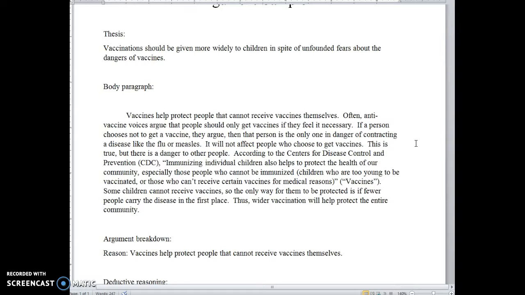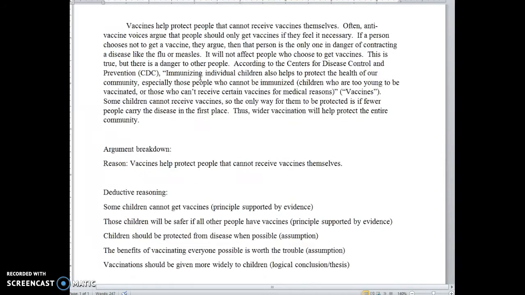Then you can read the paragraph on your own to see how exactly it is proven, but I want to point you to a few things. The reason is that vaccines help protect people that cannot receive vaccines themselves. This follows that because test, right? Vaccinations should be given more widely to children in spite of unfounded fears about the dangers of vaccines because vaccines help protect people that cannot receive vaccines themselves. Grammatically, that makes sense, so that's a good structure for our argument.